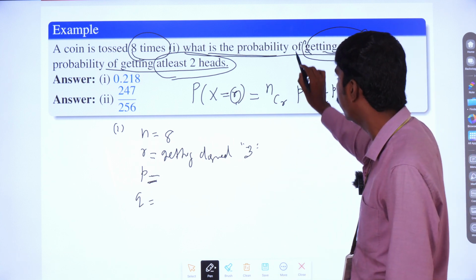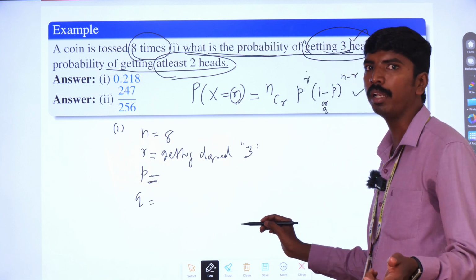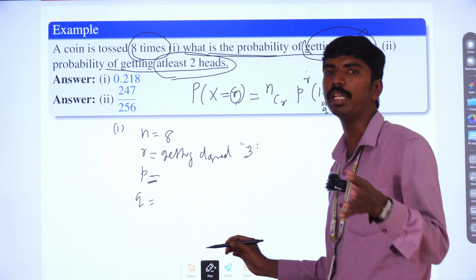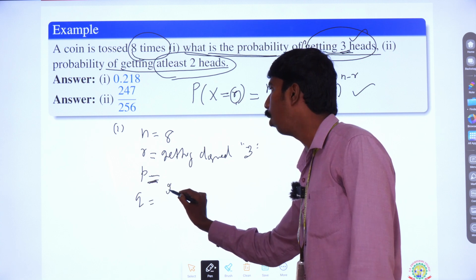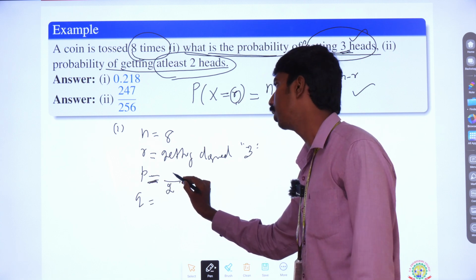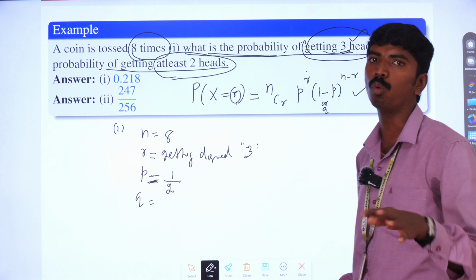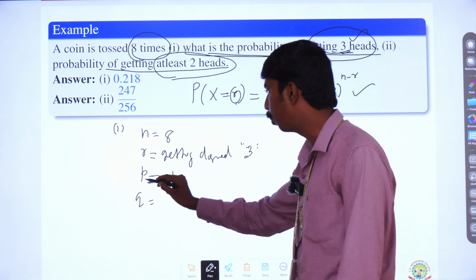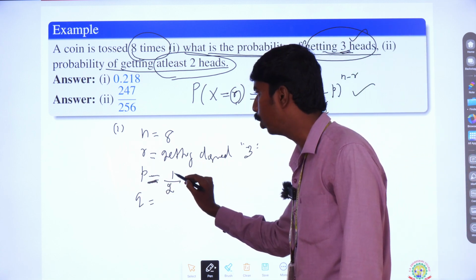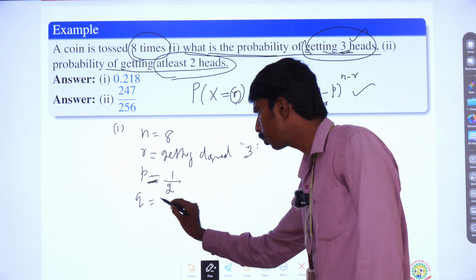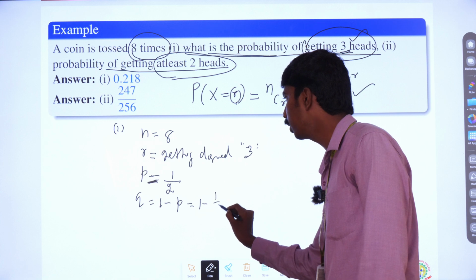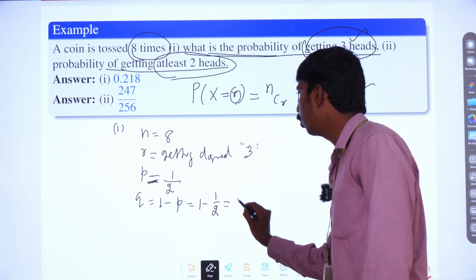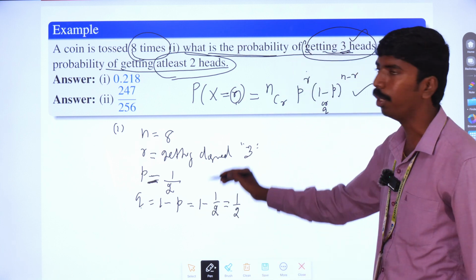So a single trial is nothing but when you toss a coin there are two options, either I will get head or tail. So the probability of getting head is nothing but out of two possibilities, I have a chance to get one time as head or one time as tail. So the probability of getting head is 1 by 2, and similarly q is 1 minus p, therefore 1 minus 1 by 2, that is again 1 by 2. So I found every value.